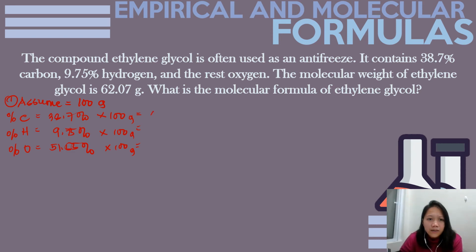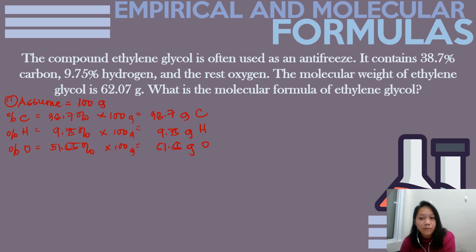So, you have here 38.7 grams. Baka may nag-isip na naman kayo, bakit 100? Kasi mas madali siya. Actually, kahit anong number pwede. Pero mas madali kapag 100. Kasi pwede mong isulat na lang 9.75 grams ng hydrogen. Then si oxygen, 51.55 grams. Without even using your calculator. Kasi 100 lang naman yan. Diba? Please don't forget to change your percentage into decimal number. Kasi percentage yan. Baka iba yung nakukuha nyo sagot.